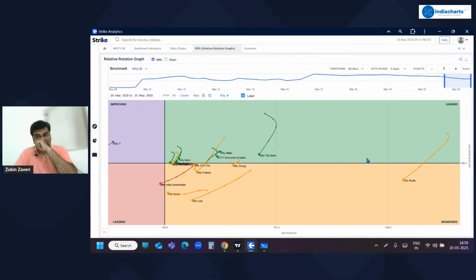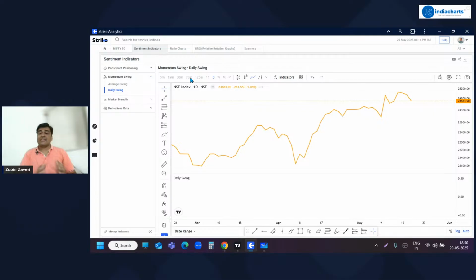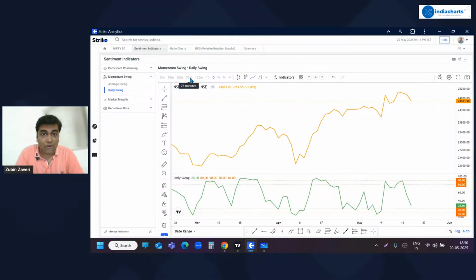For that, first we need to check the short term. There are sentiment indicators given over here, and all these things are only available on the Strike platform, right?